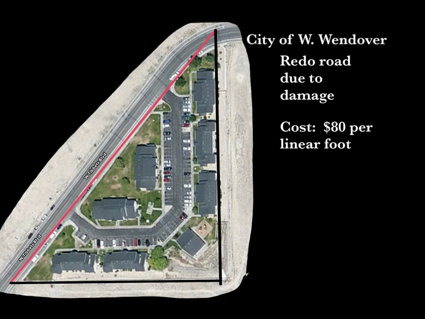So a practical part of using the Pythagorean theorem would be to calculate the distance of a road that maybe they want to redo. In our case, the city of West Wendover wants to redo a road due to some damage. The road that we're talking about is this one right here. So we're going to redo that part of the road, and we're going to be charged a certain amount per foot. So we have to know the distances here, the distances here, and that will give us the idea of how to solve for this problem.